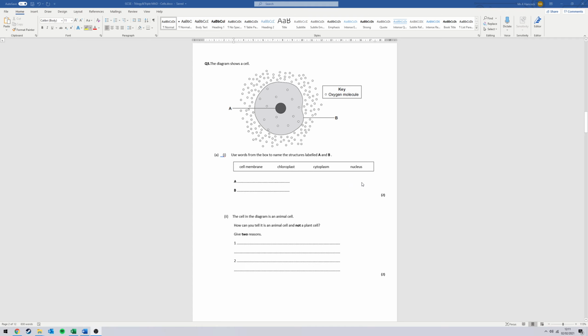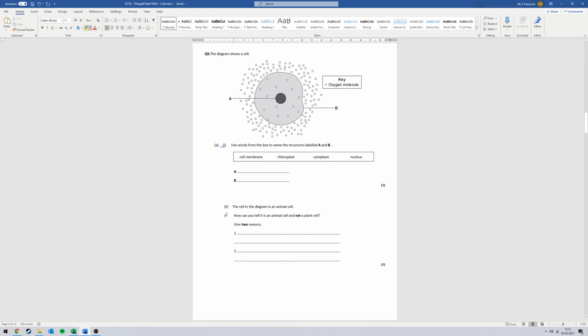Question 3. You've got a diagram of a cell and you've got little circles which represent oxygen molecules. Use the words from the box to name the structures that are labelled A and B. You've got the words cell membrane, chloroplast, cytoplasm, or nucleus.